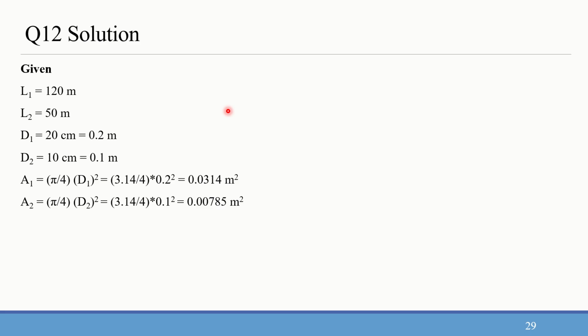The cross-sectional area of a cylindrical pipe is a circular cross-sectional area, so it is pi by 4 d square, or pi r square. We substitute the d1 value for pipe 1 and the d2 value for pipe 2, and we get the cross-sectional areas of pipe 1 and pipe 2. Pipe 1 has the larger diameter and pipe 2 has the smaller diameter. Based on that we get area 1 and area 2.